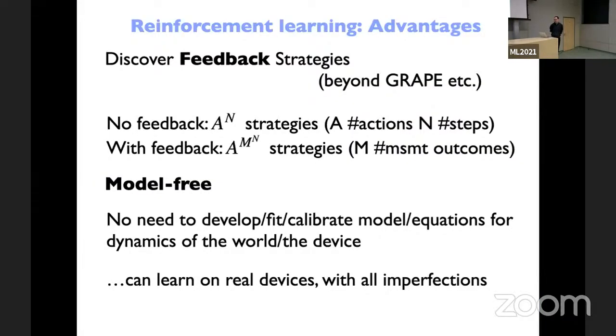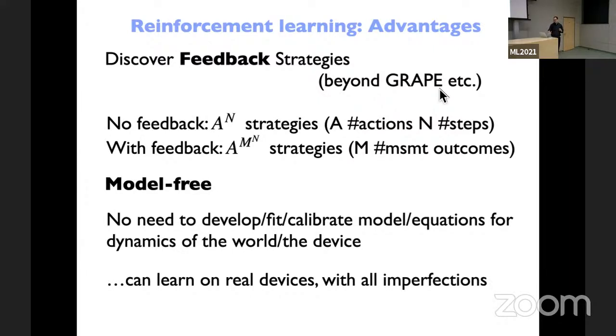So one of the advantages is obviously that you can discover feedback strategies. That is in contrast to, say, techniques that have been established very well in quantum control, like GRAPE, which is just a gradient ascent technique, but it doesn't do any feedback. It cannot deal with feedback. And that is even more important because feedback strategies are notoriously hard to find. And this becomes clear if you just try to figure out how many there are.